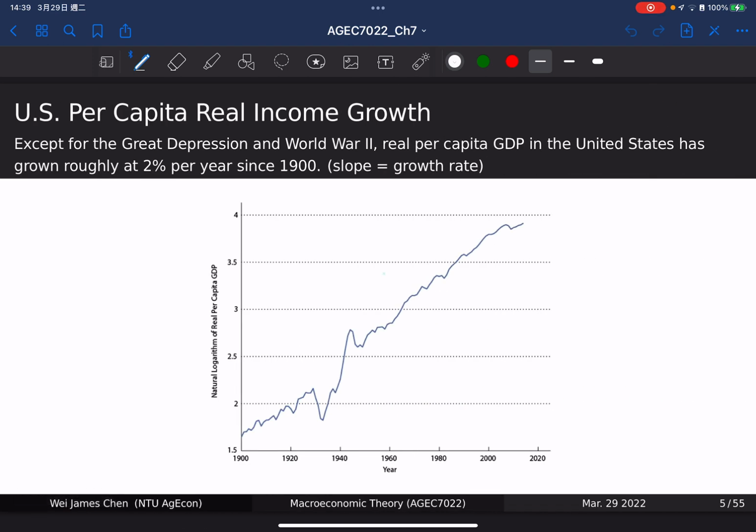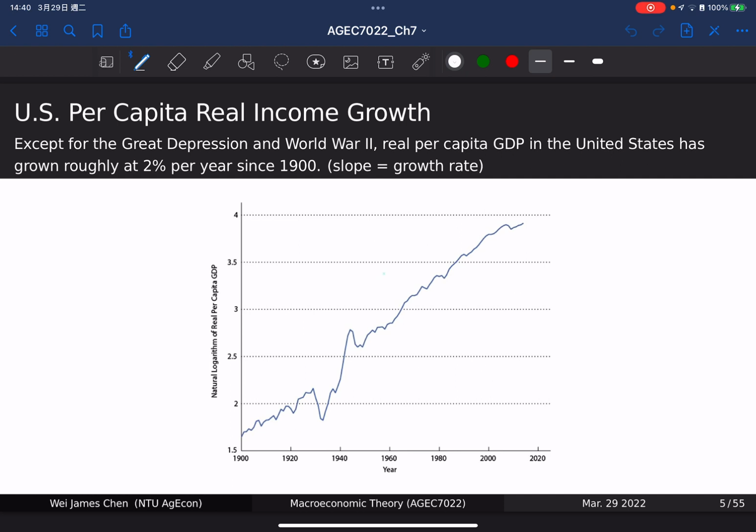So first of all, this is the natural logarithm of the real per capita GDP for America. Remember, in one of the first chapters I talked about this, or go back to your undergrad mathematics or calculus or macroeconomics course. Since the y-axis here is the natural logarithm of real GDP, the slope of this line at any point is the growth rate of the real GDP. That's purely math. If you do the math, you'll find out why.